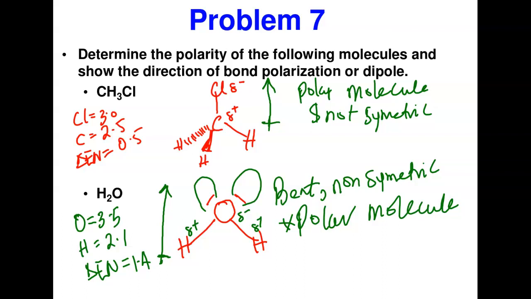So far we've been able to see how you can use the VSEPR model to decide the polarity of a molecule, and also use electronegativity to decide the polarity of molecules that contain only two atoms, the diatomic molecules. Once again, I'm going to put a stop at this point.